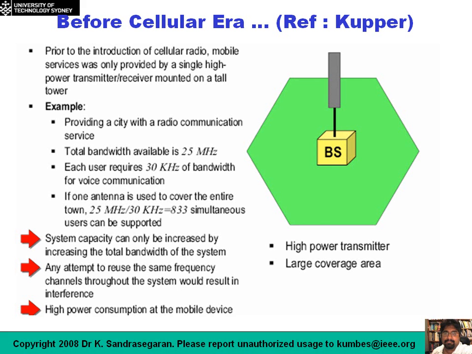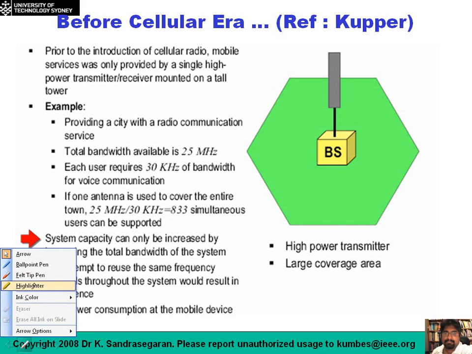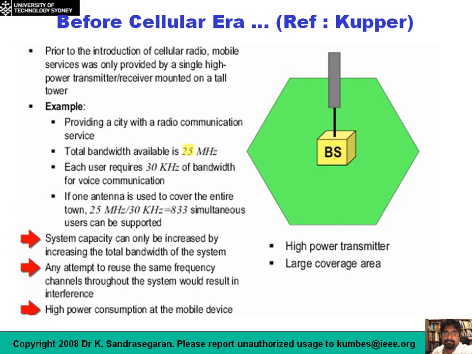Okay, so in this particular example, you have a 25 megahertz bandwidth, and assuming you have 30 kilohertz needed for each voice communication. If you divide 25 megahertz by 30 kilohertz, we can only have a maximum of 833 simultaneous users that can be supported.